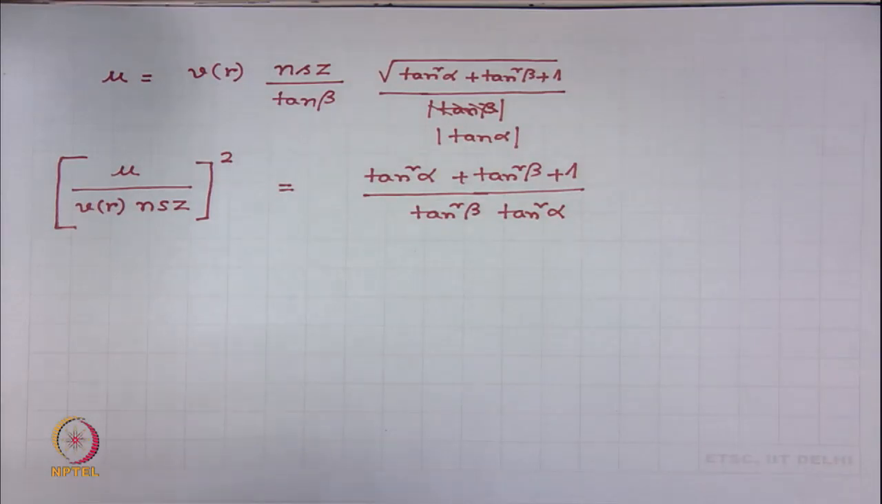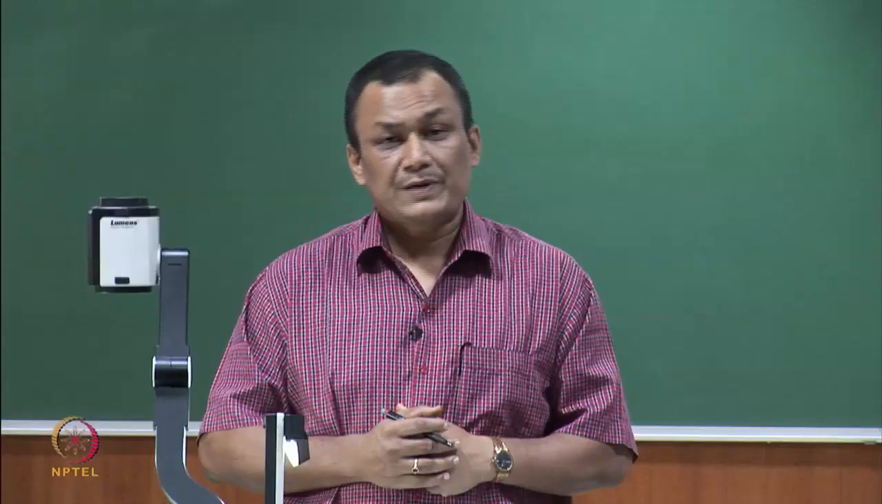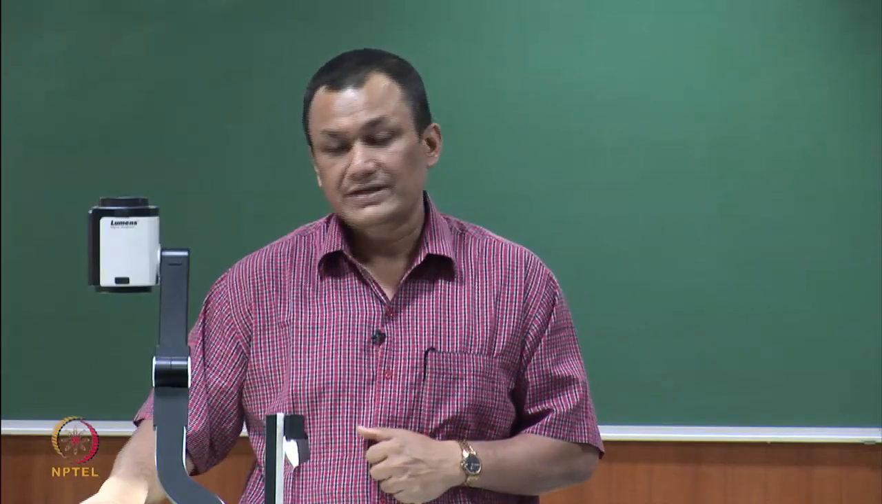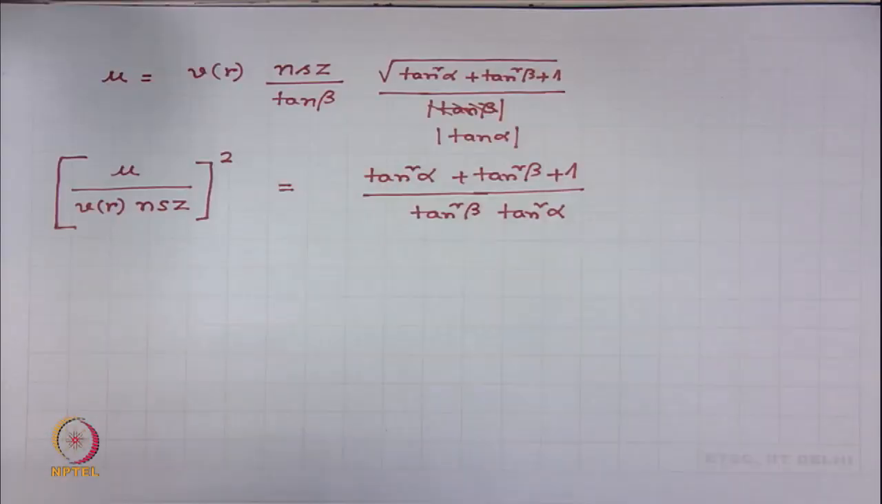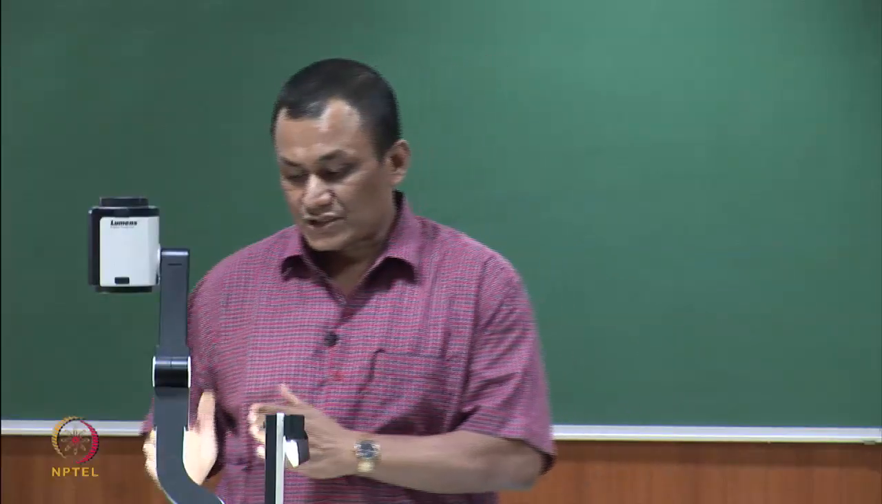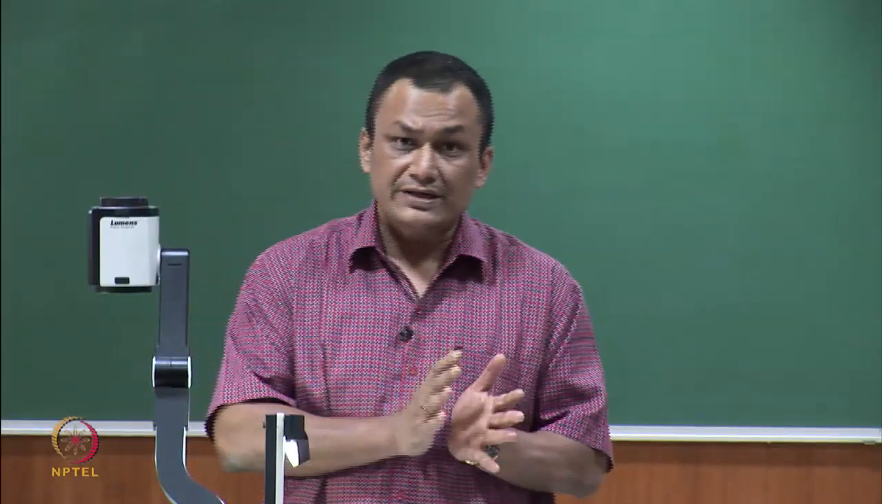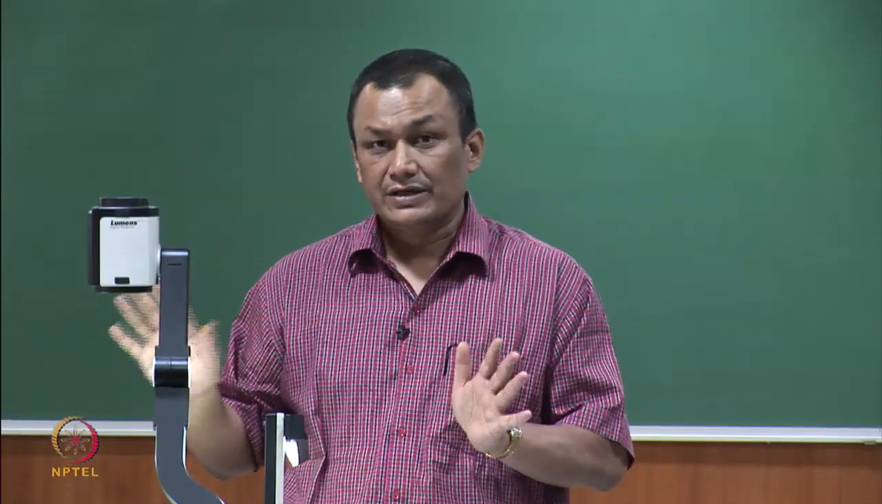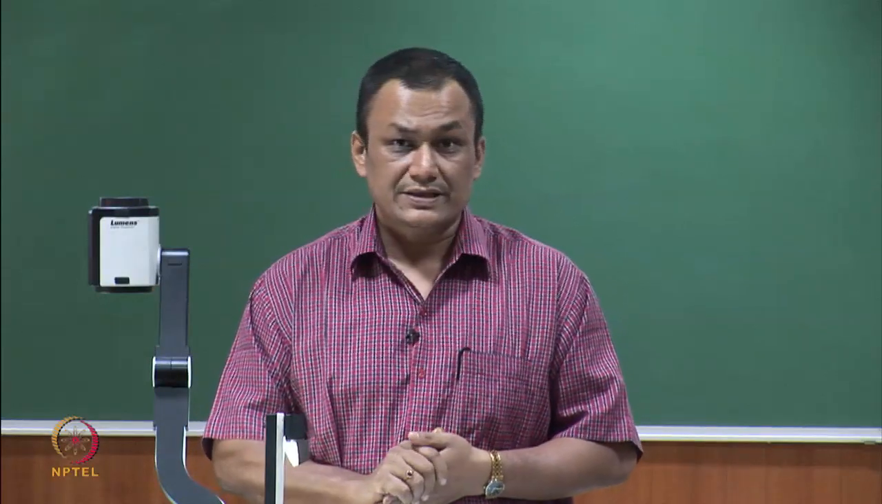Now, radial migration, which parameter is very important? Tangent of alpha. So, we need to express this in terms of tangent of alpha. That means, tan square alpha we have to take one side, left hand side, rest all in the other side, right hand side. So, let us do that.